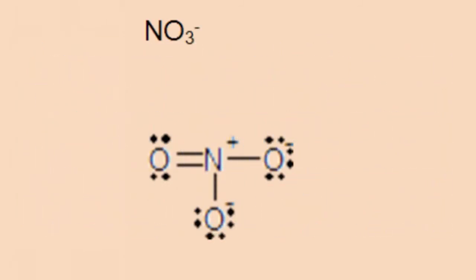The next example is nitrate. The Lewis structure for nitrate is shown here. We have three oxygens. Two of them have a single bond, one of them has a double bond. If we were able to distinguish among these three oxygens, we can move the double bond among these three oxygens. And one could come up with three different Lewis structures for nitrate.